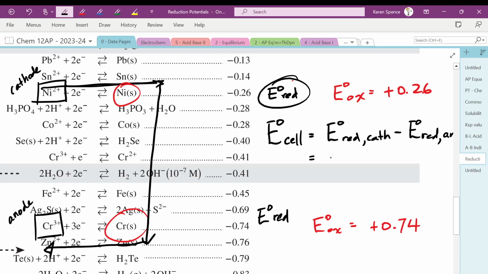Negative 0.26. Okay, so we're going to write negative 0.26, and are we going to put a unit with that? Volts, thank you. Okay. Minus, what is the reduction potential for the anode? Negative 0.76 volts, which means that we're subtracting a negative value, which means we're going to get what kind of a value? Positive value.